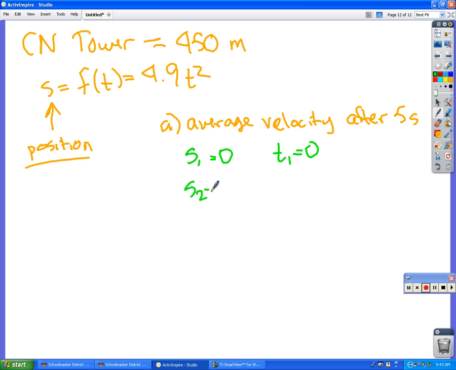What was its position 5 seconds later? How far had it fallen in the first 5 seconds? Huh? No. How do I figure that out? So you're pretty close to 125. Yeah, just plug in 5 into here, and that tells me its new position. Okay, what'd you get? 122.5. Okay, so what is its average velocity?